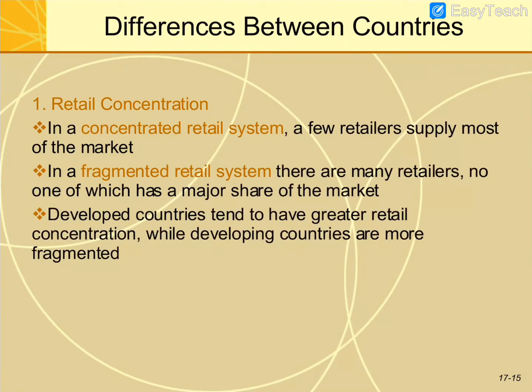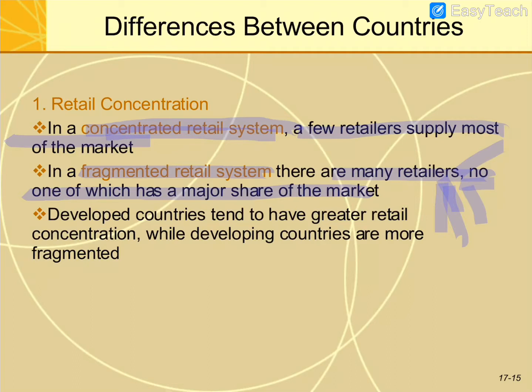The retail concentration. In the concentrated retail system, a few retailers supply most of the market. We call it a concentrated retail system. In the fragmented retail system, there are many retailers, no one of which has a major share of the market. They have many retailers, but none of the retailers have a major share of the market. Concentrated retail, only a few retailers supply most of the market, hanya segelintir retailer saja.